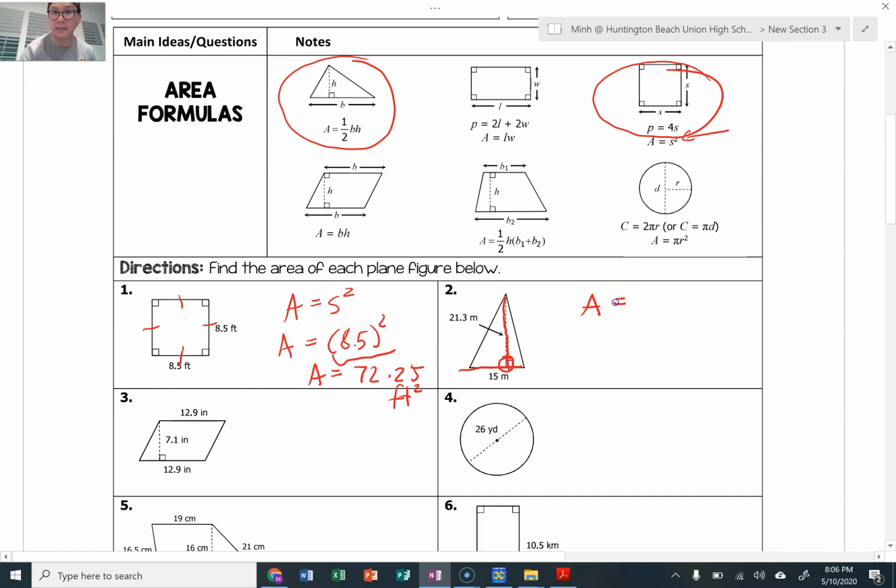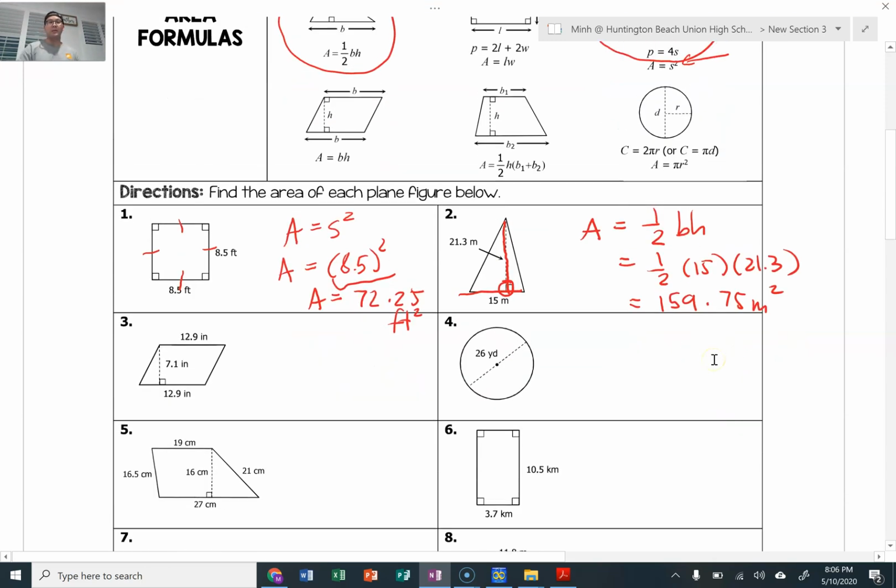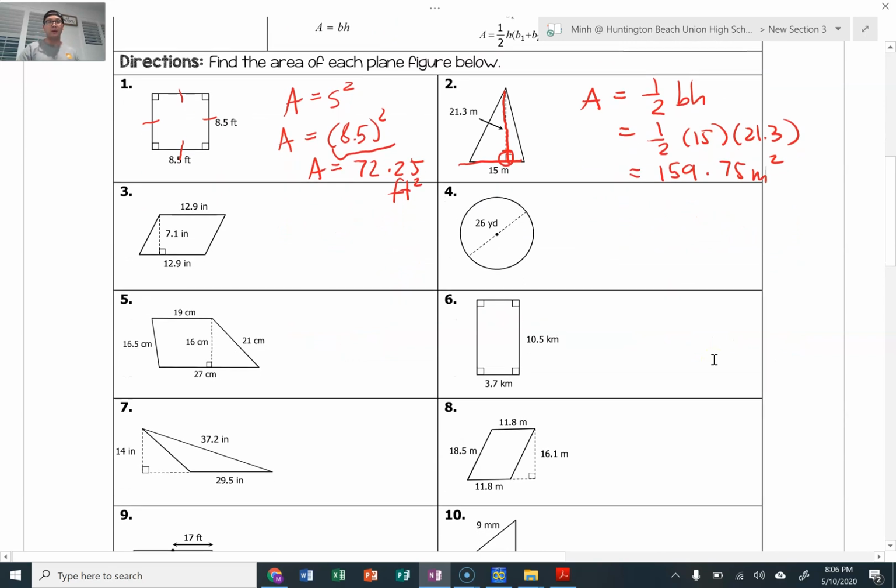So area is equal to 1/2 base times height, and when I plug it in, I have 1/2, the base is 15, and the height is 21.3. When you put this into your calculator, 0.5 or 1/2 times 15 times 21.3, that should net you 159.75 meters squared. All right, let's do a couple more. All right, so here you go. Let's do a problem like number 5.